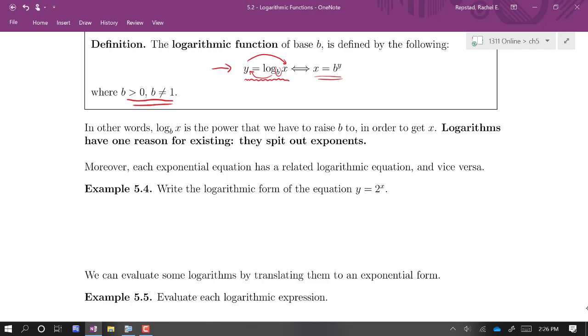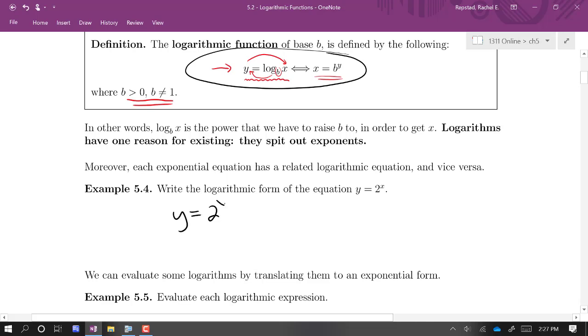and solve some problems. So in example 5.4, here's an exponential function equation, y is equal to 2 to the x. We want to write that in the logarithmic form. Now, we're just going to use this equation up here, that correspondence. So if y is equal to 2 to the x, now I need the log form, so this is log base something of something else equals something. There are 3 blanks we have to fill in, right?